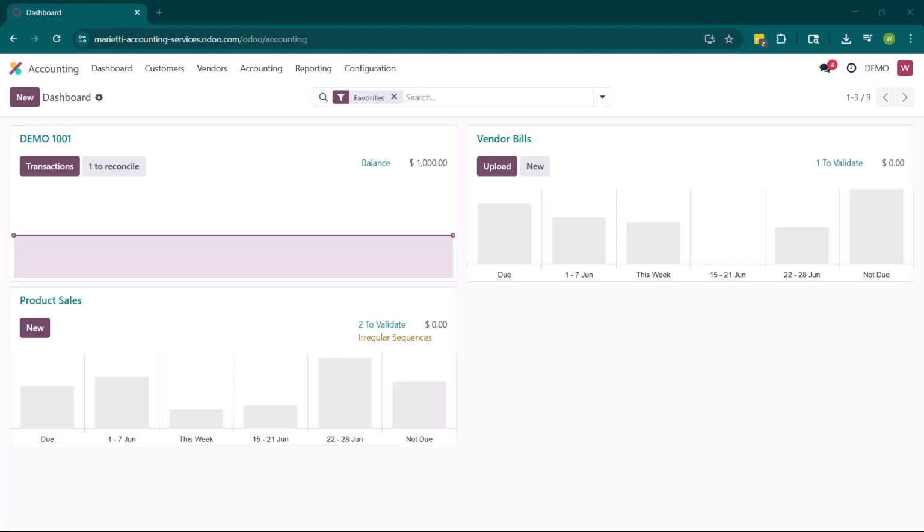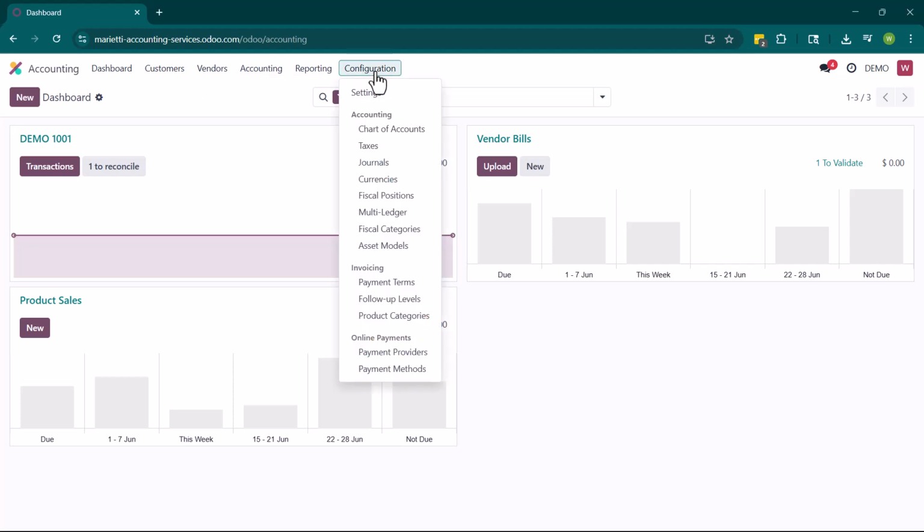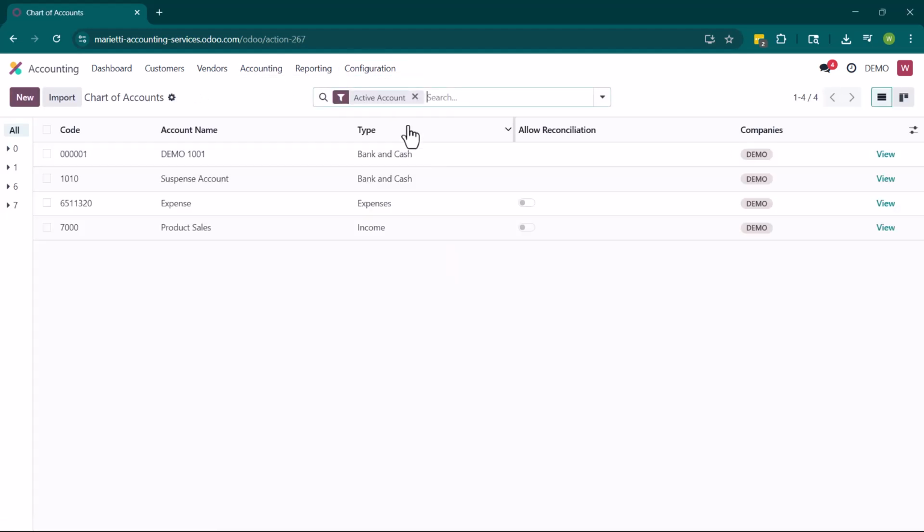Within Odoo. So this is Odoo Accounting. I've navigated to the accounting module right here for our demo company. And this company is pretty new, so there's not really a lot in the chart of accounts. In order to navigate the chart of accounts, you're going to go to Configuration, Chart of Accounts.